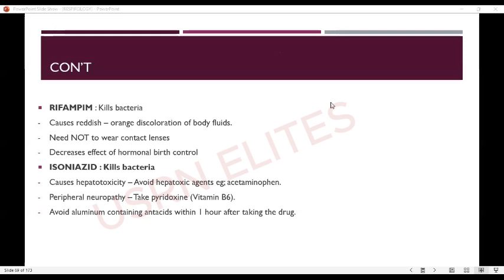Don't take monoamine oxidase inhibitors with tyramine foods, or foods containing tyramine. The NCLEX will not bring the name tyramine alone; they will bring examples of food that has tyramine inside. So you must be able to identify those kinds of food and avoid them when taking isoniazid and monoamine oxidase inhibitors. In fact, isoniazid is a mild monoamine oxidase inhibitor. So please take note.